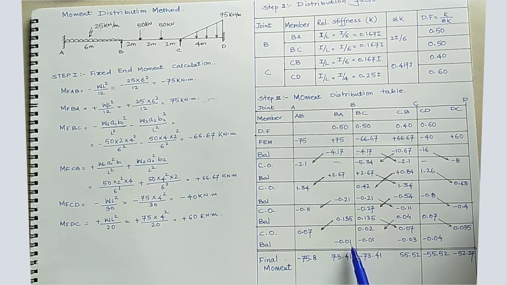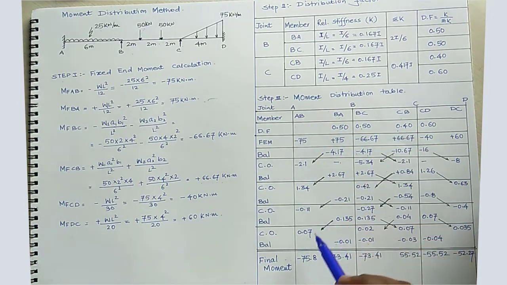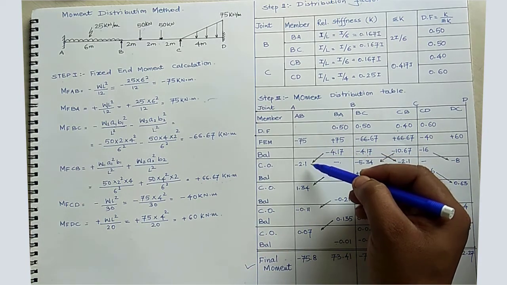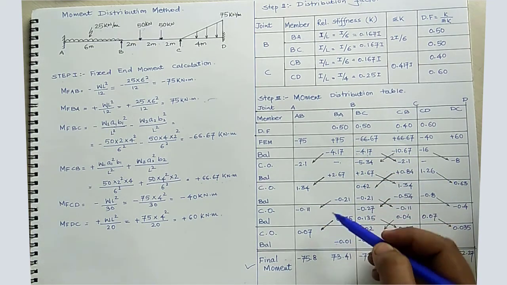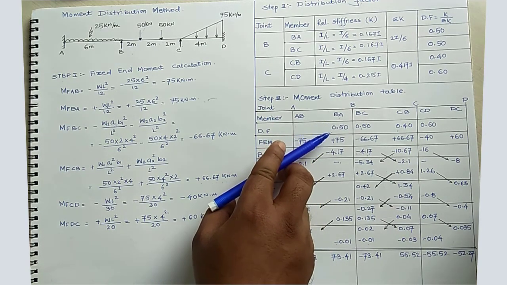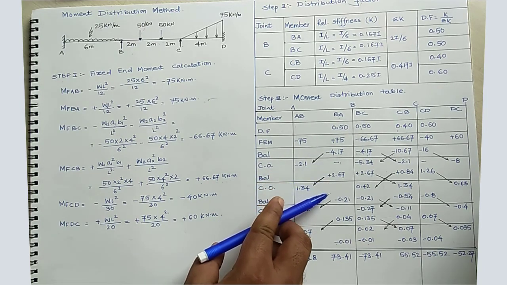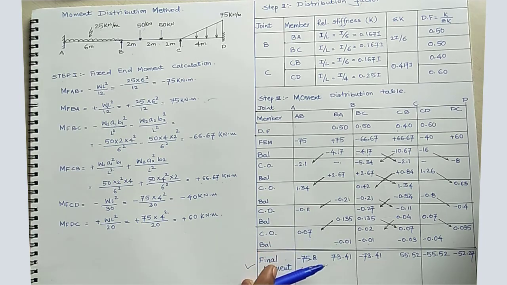So here we stop, and we sum up these values and write the final moment. The final moment of AB is minus 75 minus 2.1 plus 1.34 minus 0.11 plus 0.07. So the final moment AB we get is minus 75.8. Similarly for the BA member, it is 75 minus 4.17 plus 2.67 minus 0.21 plus 0.135 minus 0.01. The value we get is 73.41.